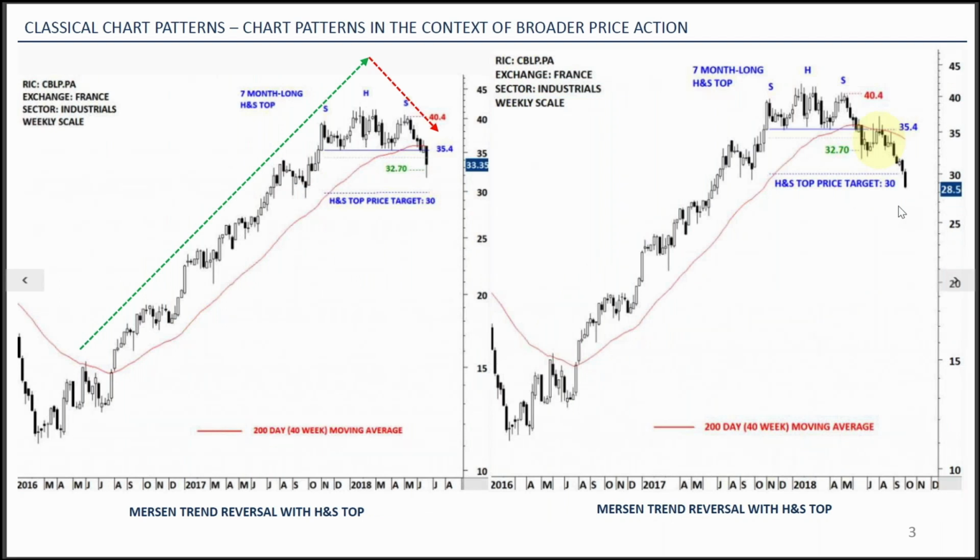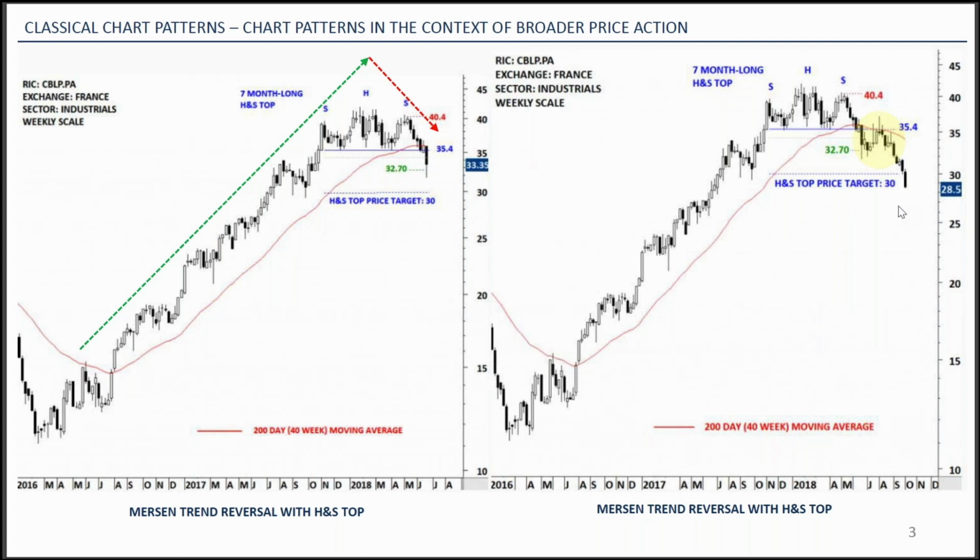So the second concept is looking at chart patterns in the context of broader price action. I get questions sometimes, is this a head and shoulder top, or is this a head and shoulder bottom? Is this a cup with handle reversal? Now, when we're looking at chart patterns, we have to make sure that the chart pattern that we're analyzing, or the chart pattern that we are identifying, is actually doing the job of what it should do. A head and shoulder top should be at the top of a trend. It shouldn't be in the middle of a price action, in the middle of a trend.